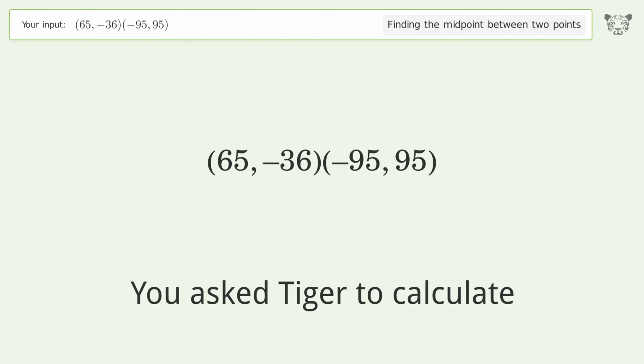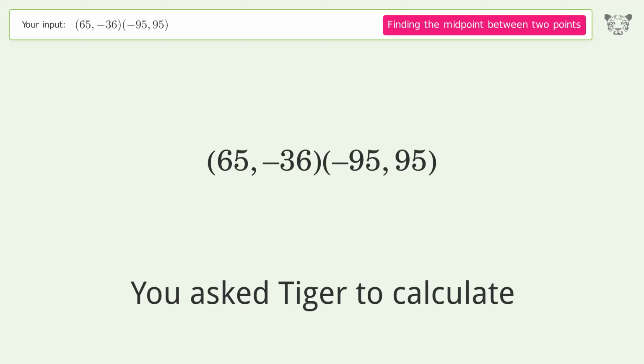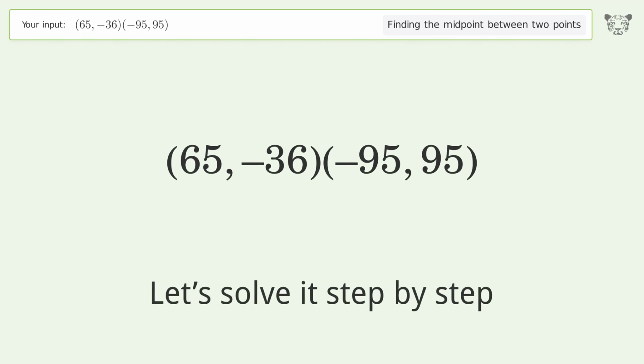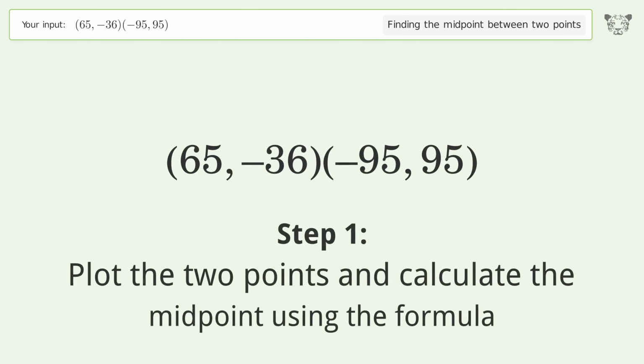You ask Tiger to calculate. This deals with finding the midpoint between 2 points. The midpoint between the 2 points is negative 15, 29.5. Let's solve it step by step. Plot the 2 points and calculate the midpoint using the formula.